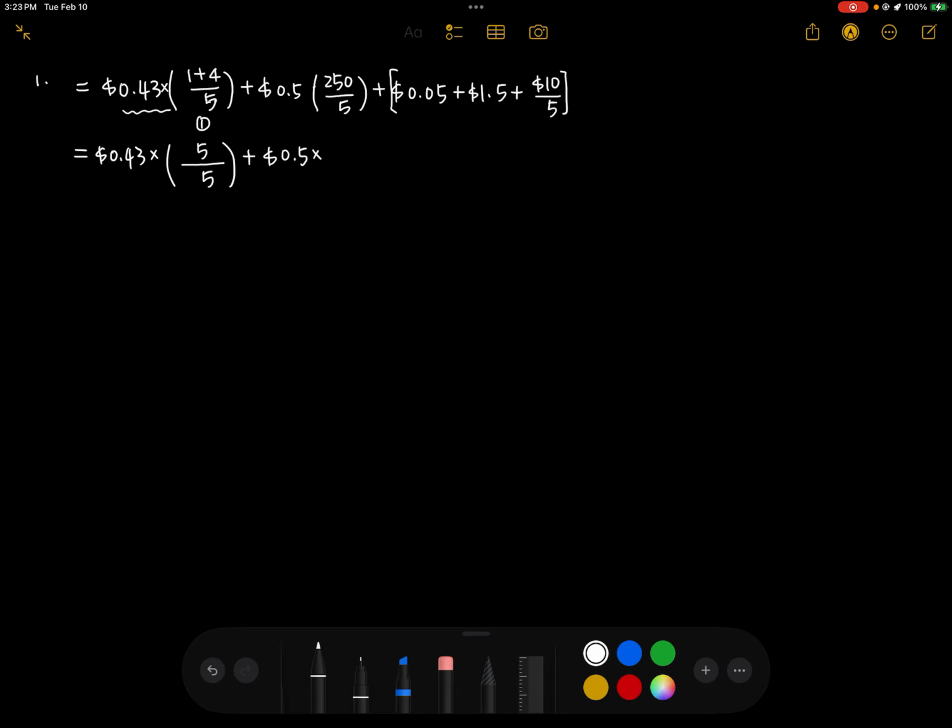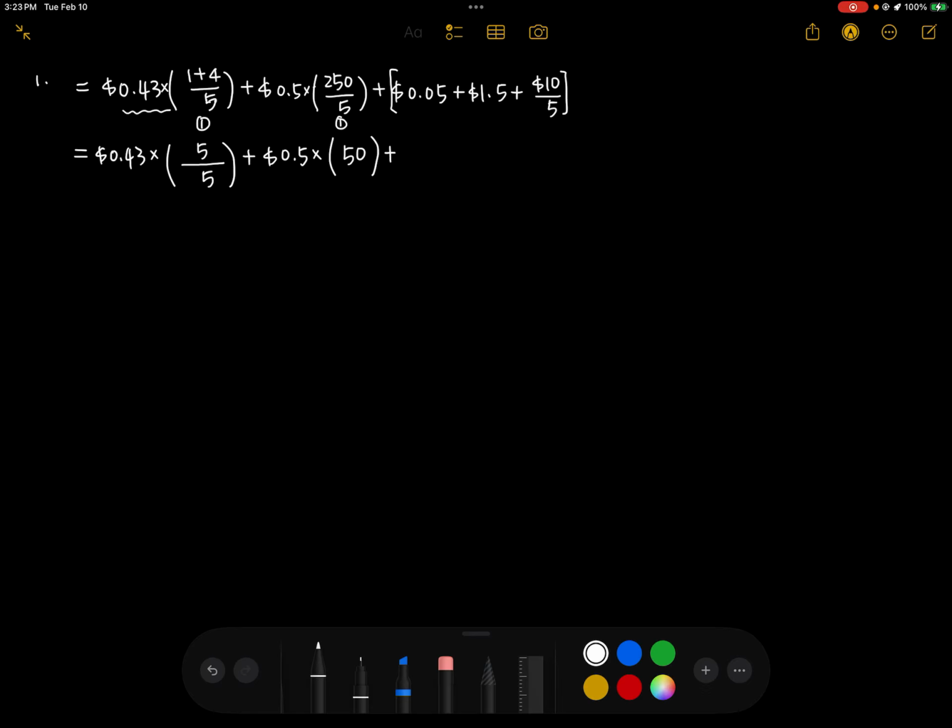Again, it's written as a number and a parenthesis, but you need to understand there is a multiplication between them. And also you need to calculate the value inside the parentheses first. So 250 divided by 5, it is 50. And then move on to the bracket.